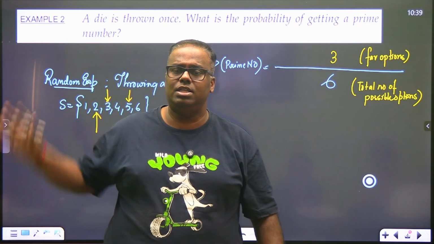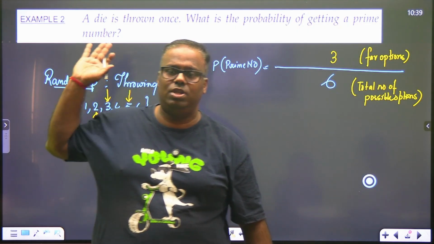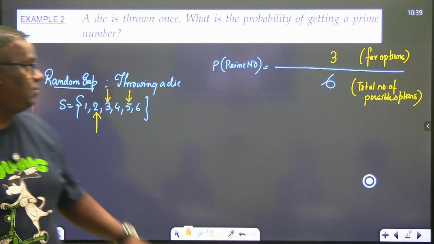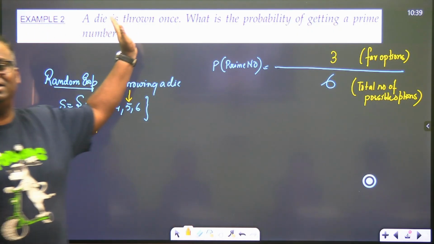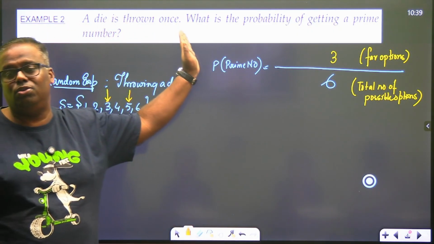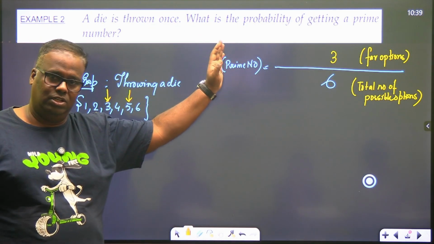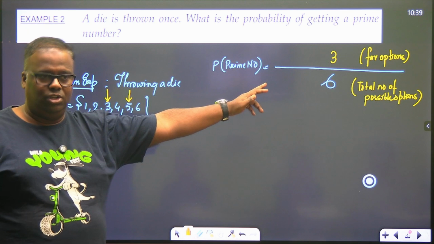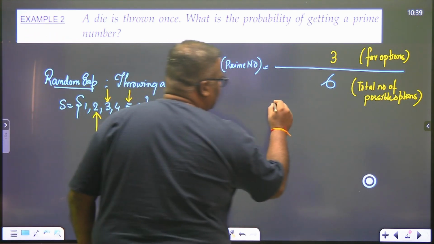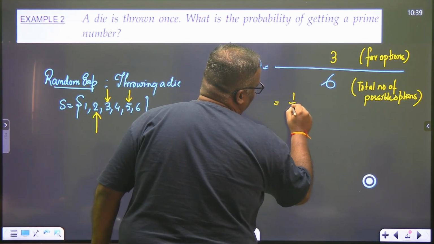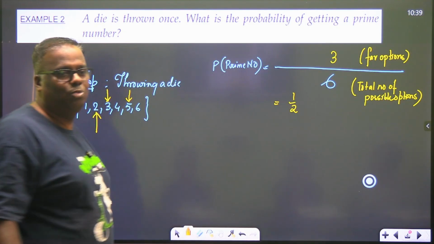Why 2 dice? A single die is thrown. If it were 2 dice, they would write that 2 dice are thrown. It's a die, it's a single. Okay. Understood? 3 by 6. Further, this answer can be simplified as 1 by 2, or 0.5, or 50%.